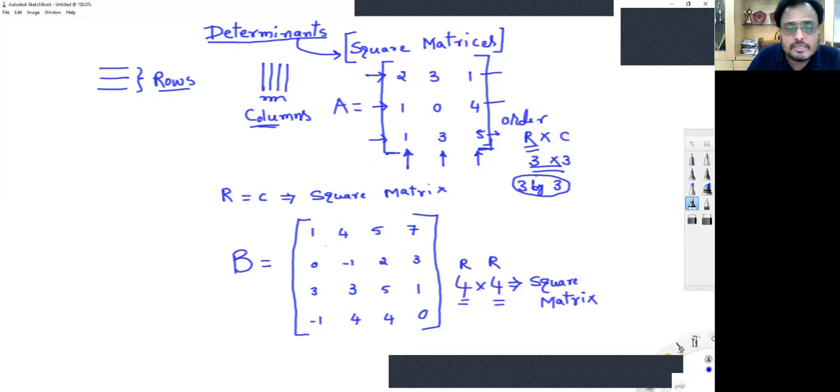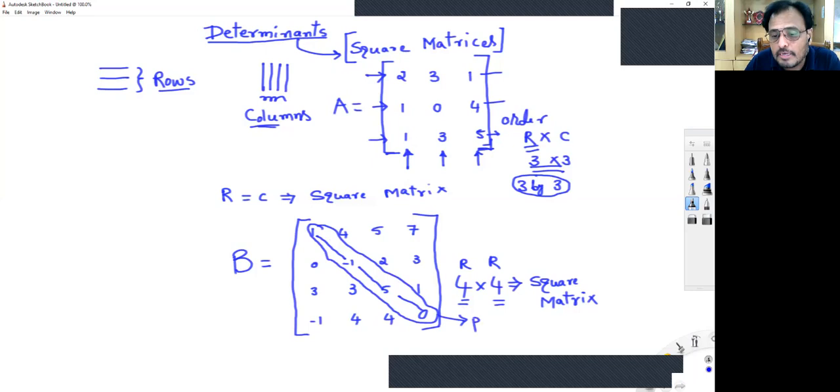In a square matrix, this diagonal is called the primary diagonal, or principal diagonal, or leading diagonal. It is the diagonal from the left top corner to the right bottom corner. So this line is known as the principal diagonal.